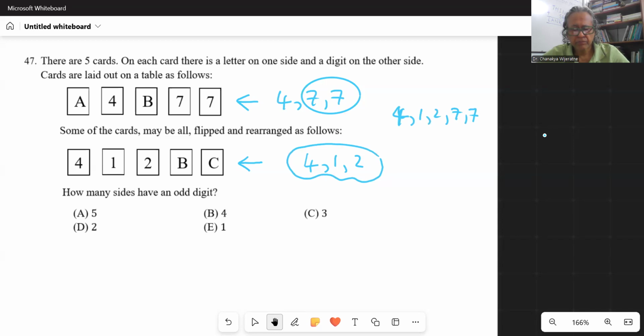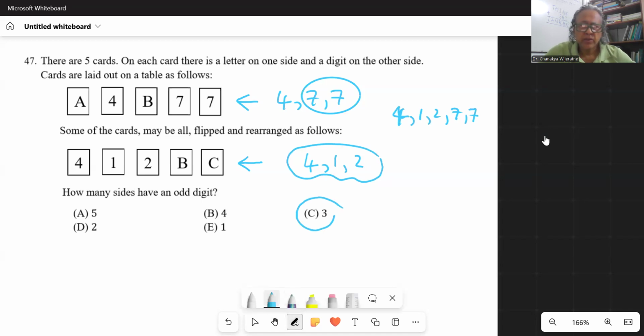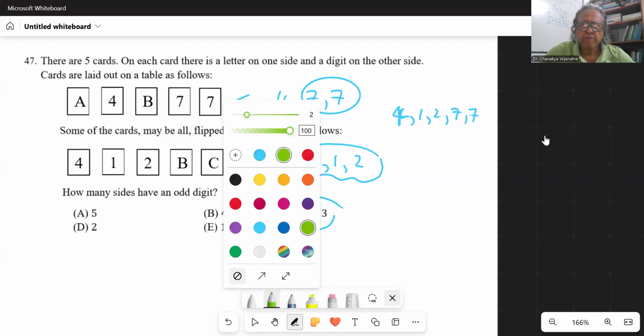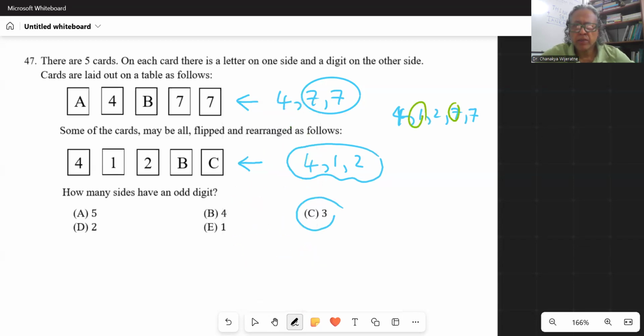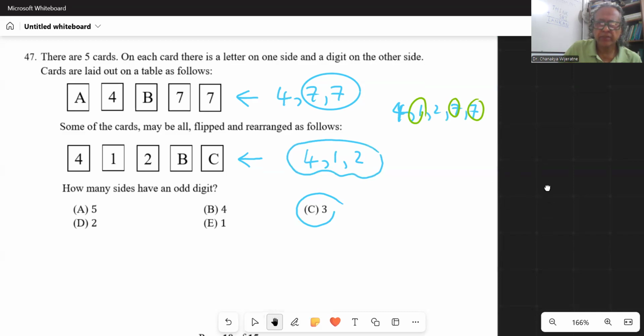So you can see that there are 3 odd digits, 1, 7, 7, right? So 1, 7, 7. Hope you got it. If you didn't get it, well, you can stop the video, work it out, and you can rewatch. All right. Okay, let's go to the next question.